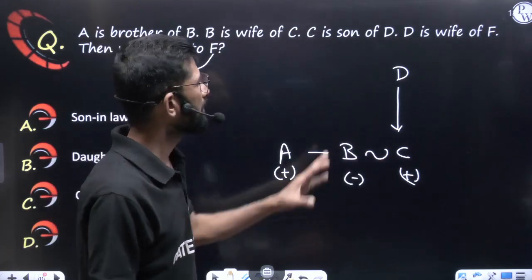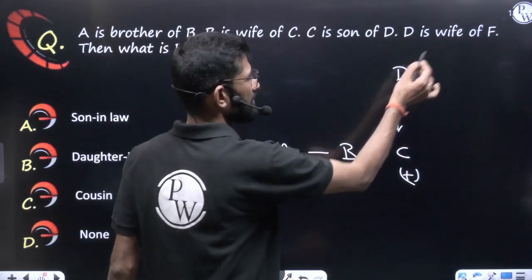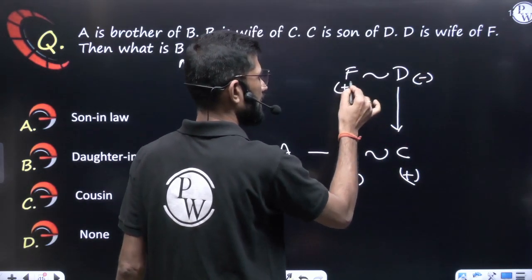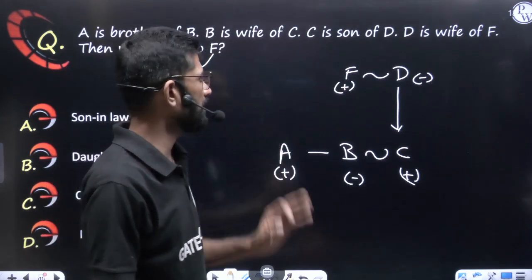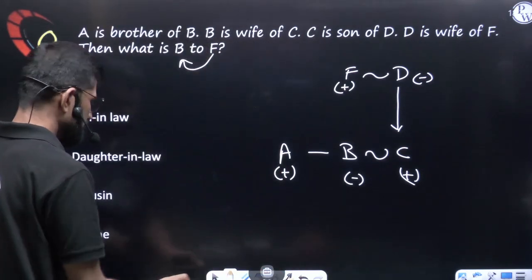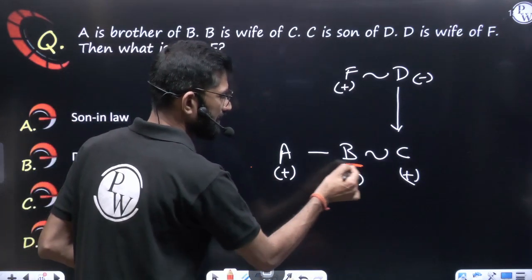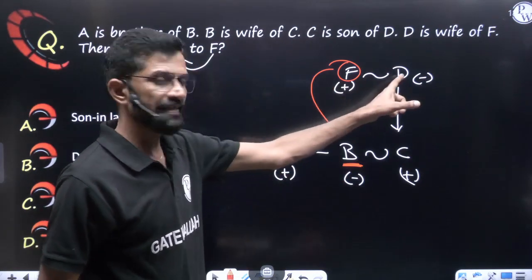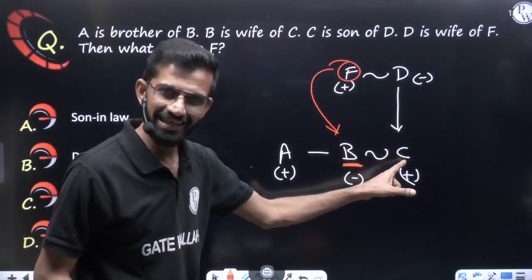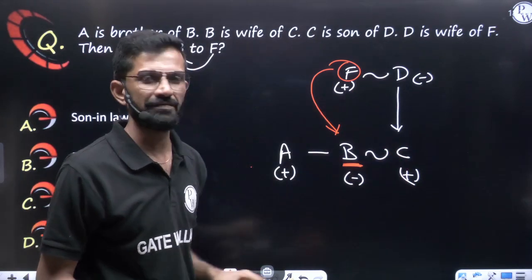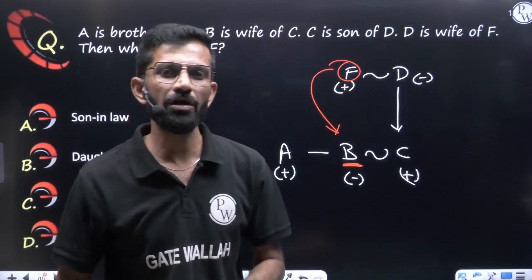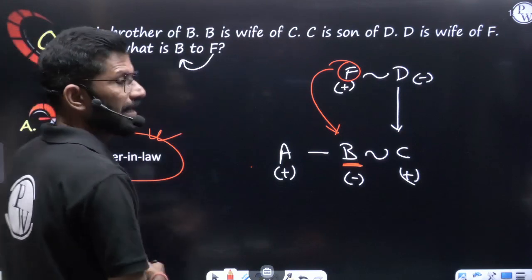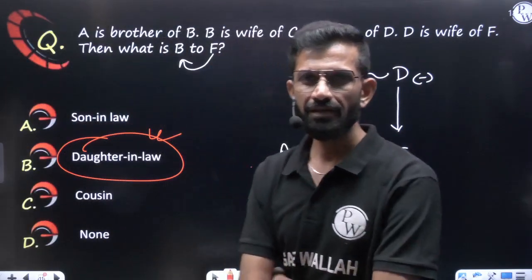Previously only we understood. D is wife of F. So in this generation only is F, and D is wife, so negative. F will obviously be husband, so positive. Male as positive, female as negative. Then what is B to F? Means F will call B as what? So F and D are a married couple. They have a son, that is C. So B is the son's wife, because B is negative. What will F call her? Daughter-in-law. That is option B, the answer. Clear? Let's see the next question.